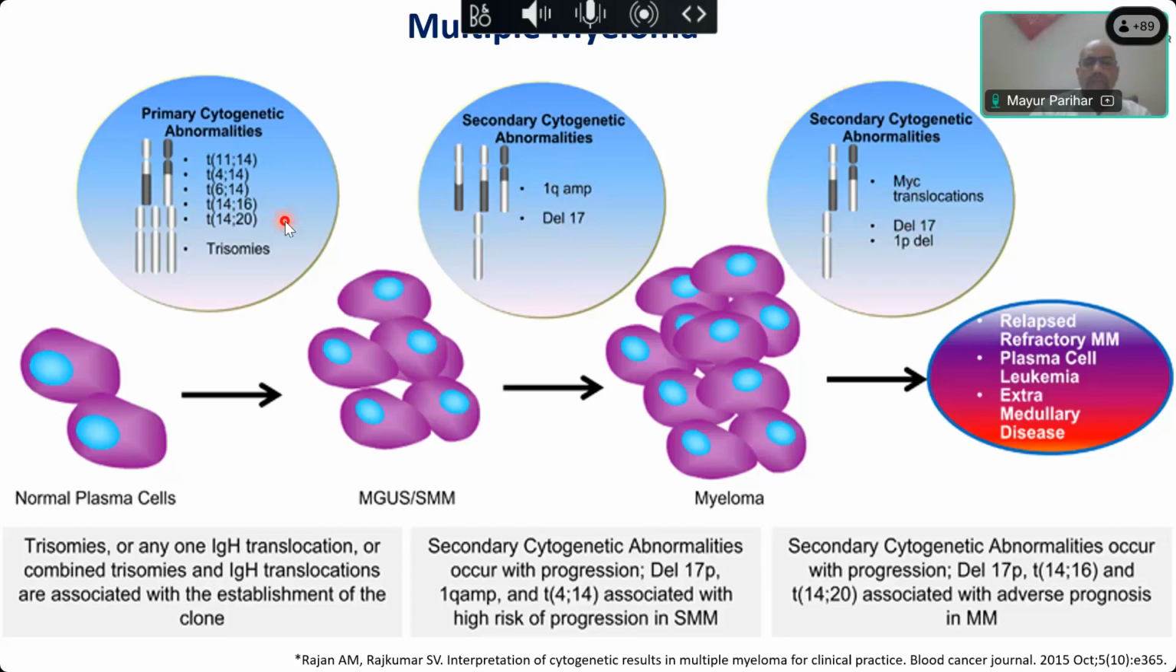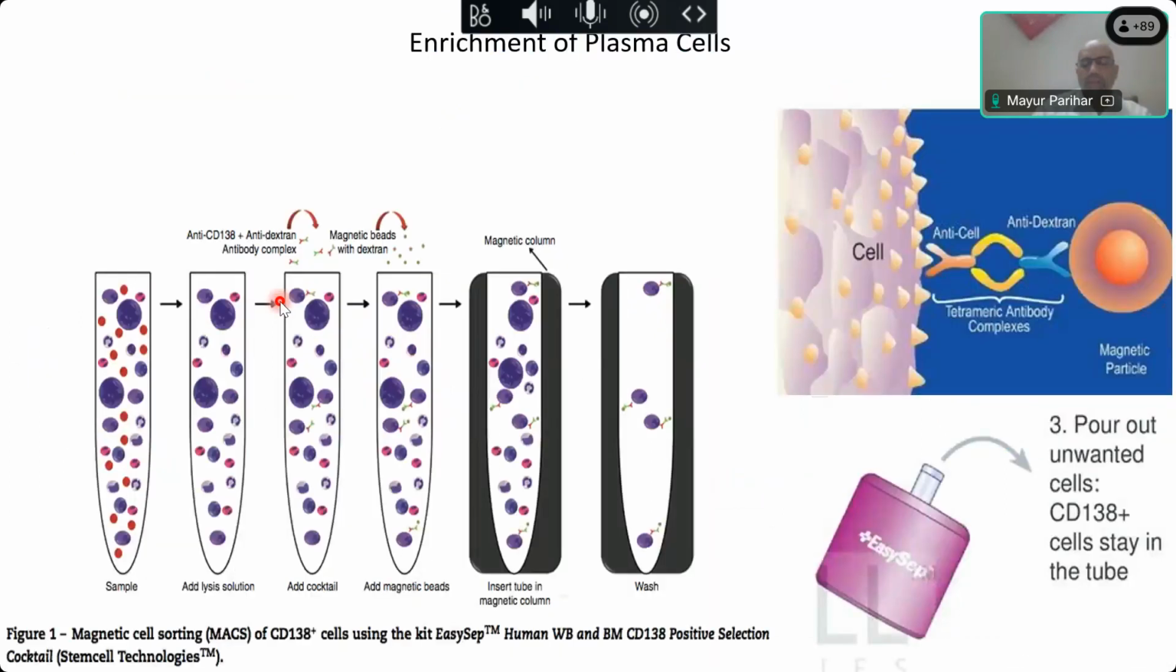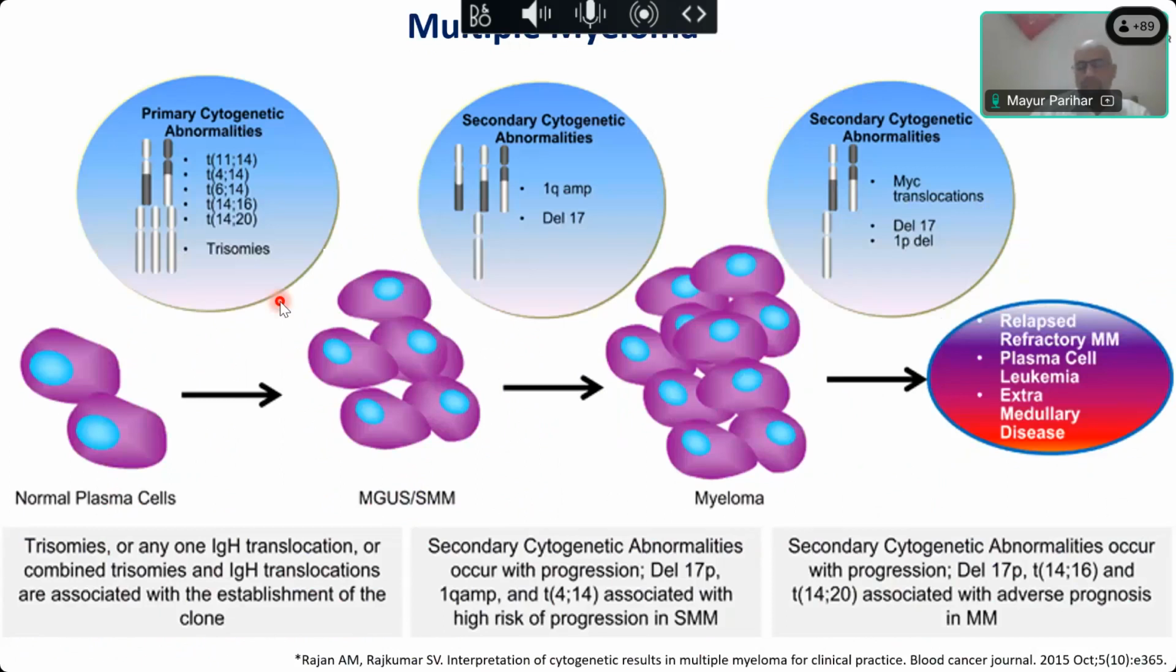So whenever a patient comes for diagnosis, you have to first identify the primary abnormalities. Now the problem I see in myeloma is people take the bone marrow and they directly FISH it. You must understand that with FISH, as I said, you need to have cutoffs. So you have to enrich the plasma cells. For anybody outsourcing the FISH for myeloma, please ask whether the plasma cells were enriched before FISH.